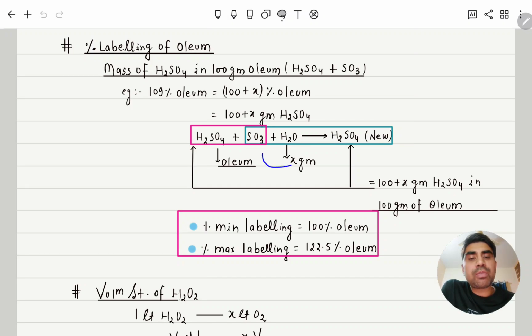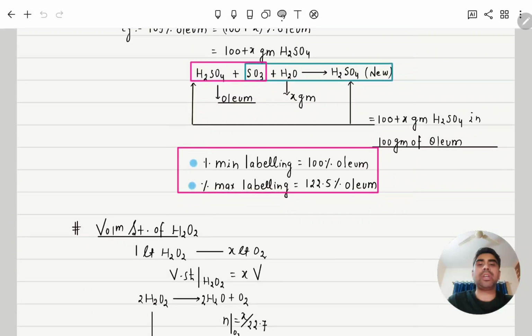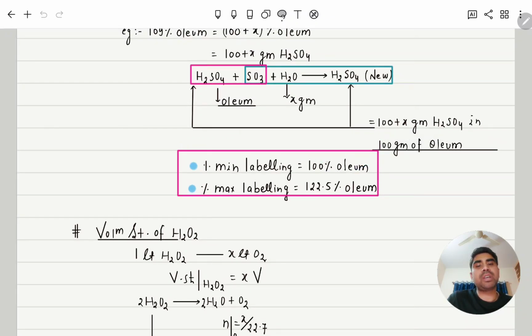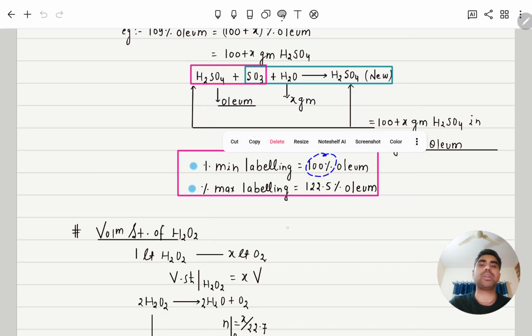Now, from this mole analysis new H2SO4 is formed. So here 80 gram plus whatever is formed, that is only called the amount of H2SO4 in 100 gram of oleum. We discussed many examples back and forth. Now next, the minimum percentage labelling will be how much? 100% of oleum means X is 0, means water is 0. Water is 0 means SO3 is also 0. So in 100 gram of oleum, 100 gram of H2SO4 is there. That is the minimum labelling of oleum.